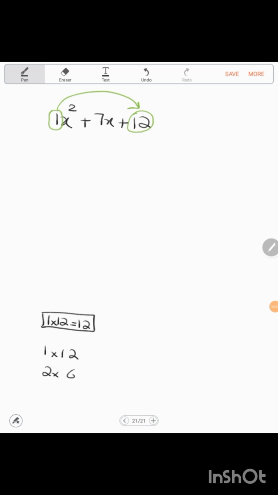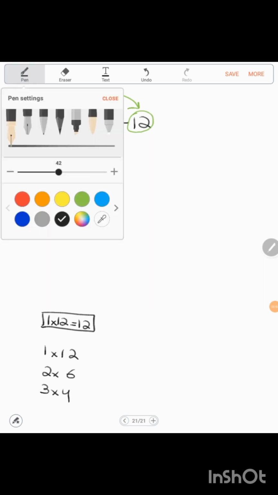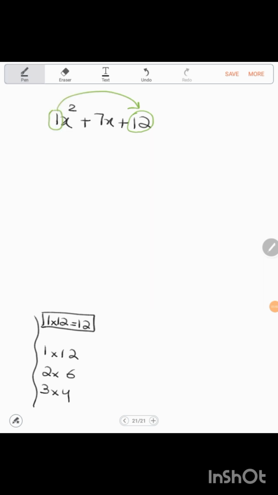2 into 6 is 12. 3 into 4 is 12. So this is how you have found the different factors of 12. Now you are either going to subtract or add. I will let you know why we are adding or subtracting. So 12 minus 1 is 11. 6 minus 2 is 4. 4 minus 3 is 1. And if we add, we get 13 over here, 8 over here, and 7 over here.